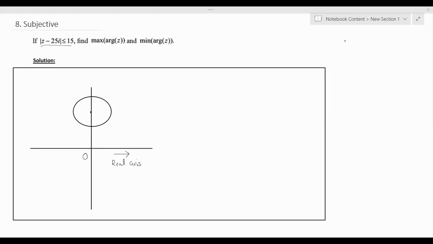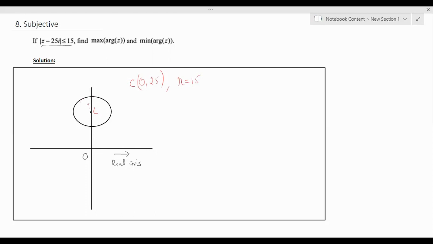Okay, so now see, what is being asked is that you have a circle. I have drawn the real axis and imaginary axis, and the circle whose equation is given to us. This is the equation of a circle whose center is 0 comma 25. Let's call it C, whose coordinates are 0 comma 25 and radius is 15. If this were an equality, only circumference points would have been considered, but since this is less than or equal to 15, all the inner regions of the circle will also be included.